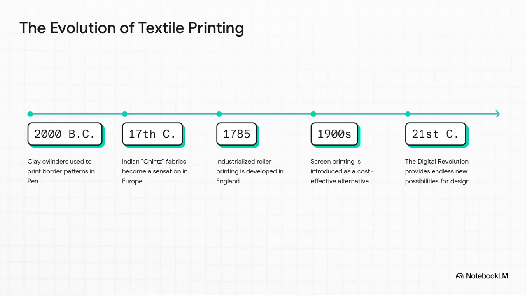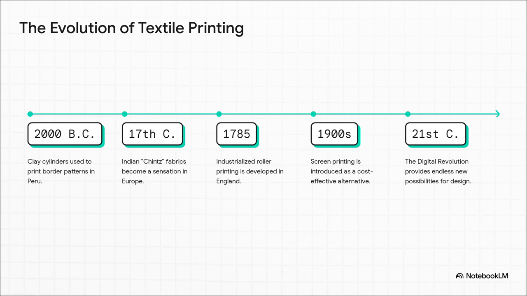Our journey starts all the way back in 2000 BC Peru. And get this, they were using surprisingly simple tools, clay cylinders to print border patterns on fabric. Now let's fast forward a few thousand years to the 17th century. Hand-printed chintz fabrics from India totally took Europe by storm. They became a huge status symbol.